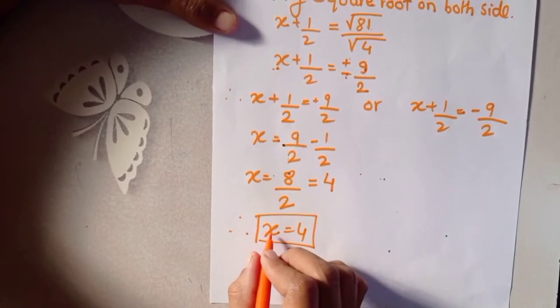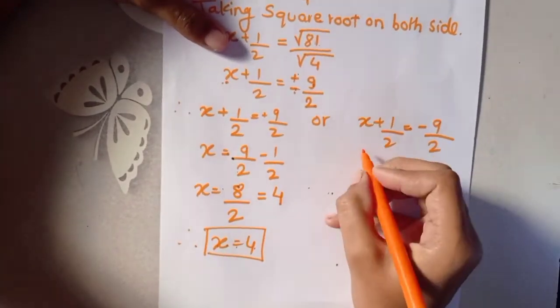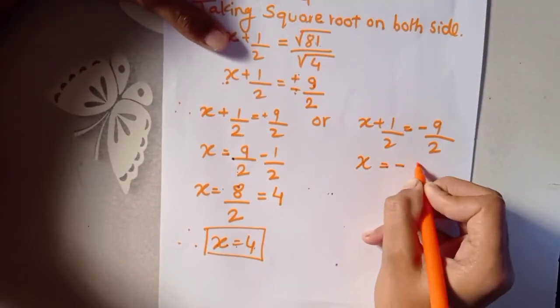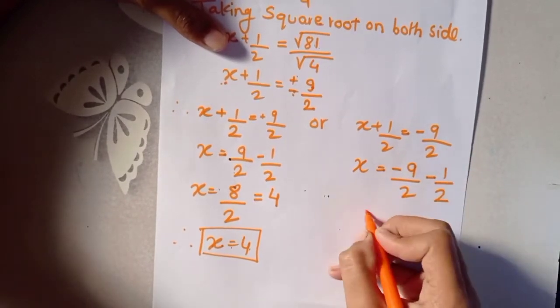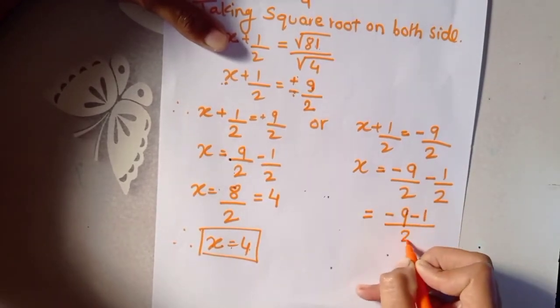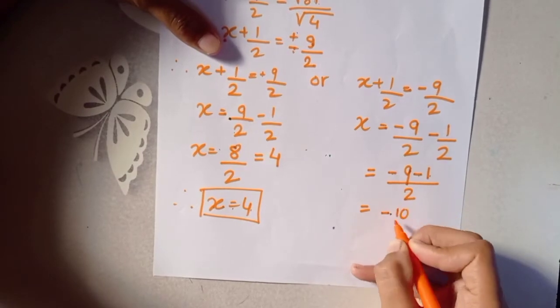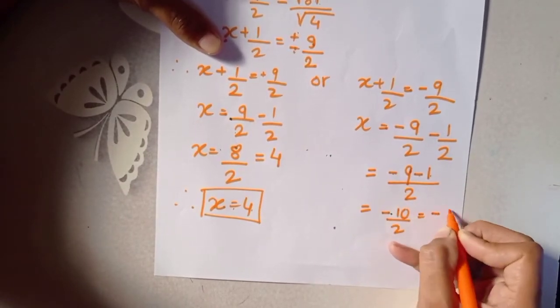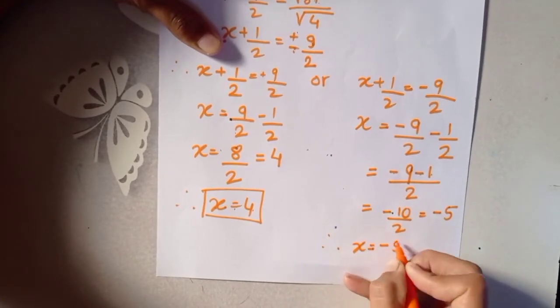The solution, that is the value of x, is equal to 4, and here it will become x is equal to minus 9 by 2 minus 1 by 2, which is equal to minus 9 minus 1 by 2, which is equal to minus 10 by 2, which is equal to minus 5. Therefore, x is equal to minus 5.